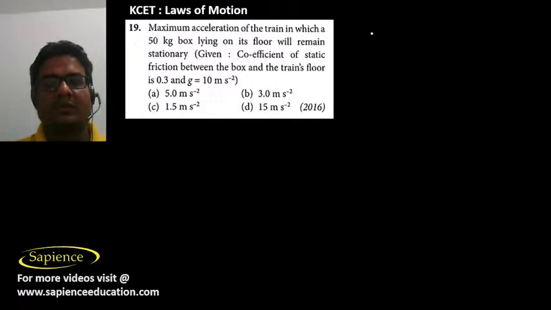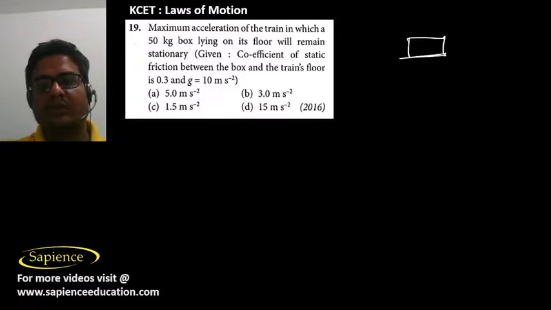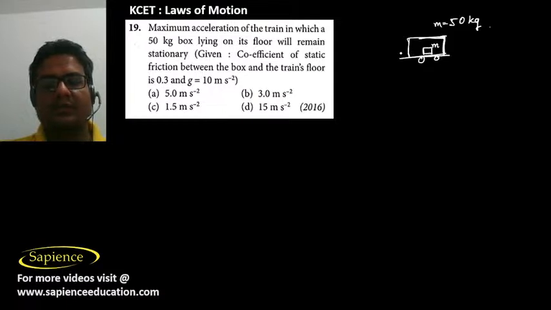Then it is told the maximum acceleration of the train in which a 50 kg box lying on its floor will remain stationary. So one train is there, and on the floor of the train we have one 50 kg box. The mass of the box is 50 kg. It is lying on the floor. It will remain stationary, and it is given the coefficient of friction.